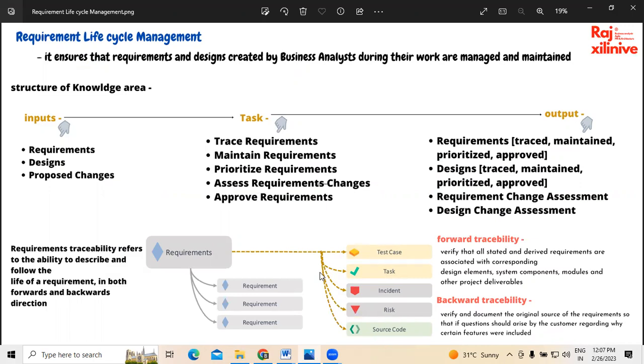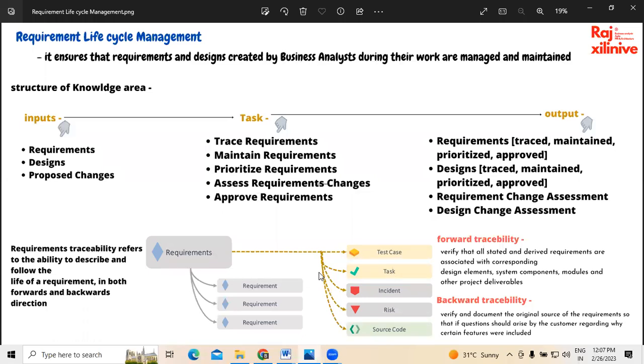Requirement lifecycle management is the knowledge area where the requirements, whatever we have identified, must be managed. It is not only the requirements, but also the designs that technical people have made so far, maybe high-level or low-level designs. Or it could be the changes that happen before the project starts. Once the project starts, some changes might take place, but before that, whatever proposed changes are required will all be taken into account.